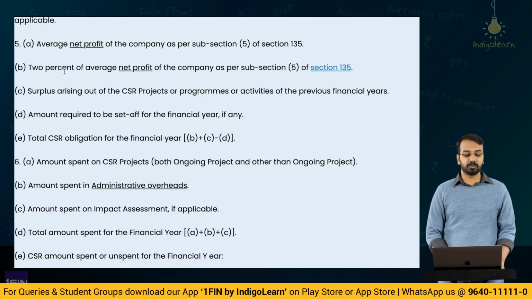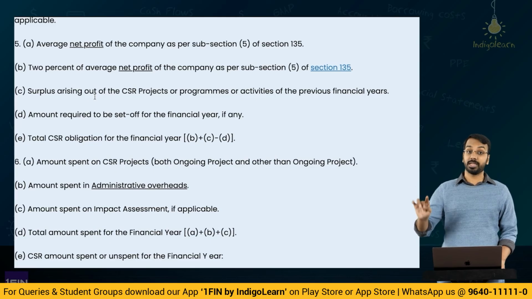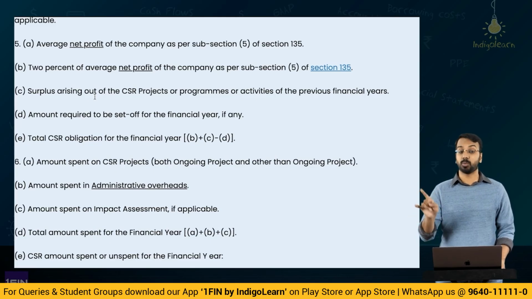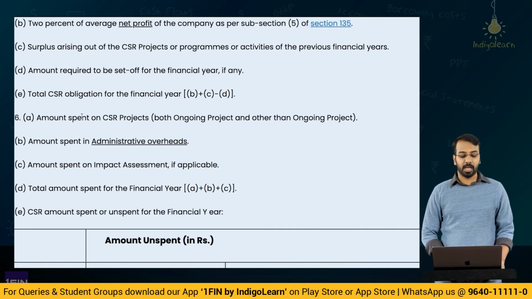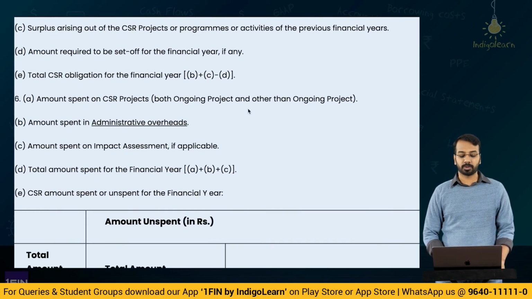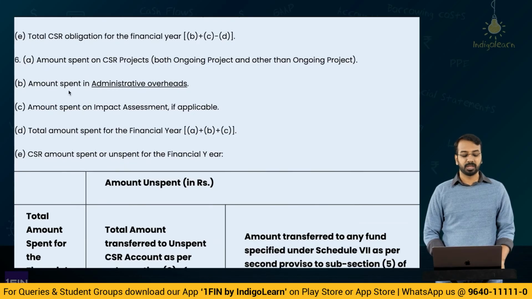Basically, if 2% of the average net profit is 10 lakhs, and the surplus which has arisen out of a CSR project in the previous period is 2 lakhs, that is 12 lakhs. The amount required to be set off, let us say 3 lakhs can be set off. So 12 lakhs minus 3 lakhs, 9 lakhs is the total CSR obligation for the year. Then the amount spent on CSR projects, both ongoing projects and other than ongoing projects. What is the amount spent on overheads, the amount spent on impact assessment, and the total amount spent for the financial year.